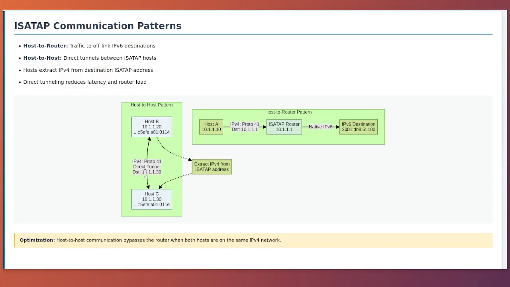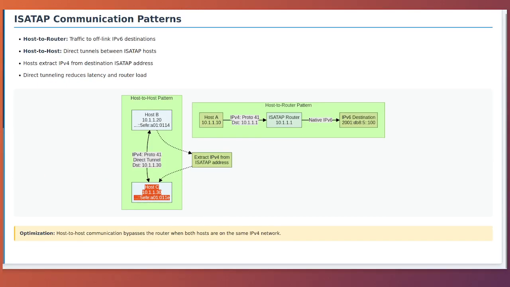Host-to-host communication is an optimization for when two ISATAP hosts on the same IPv4 network want to communicate. Because ISATAP addresses embed the IPv4 address, an ISATAP host can extract the IPv4 address from the destination ISATAP IPv6 address. If the extracted IPv4 address is reachable on the local IPv4 network, the host can establish a direct tunnel to the destination host without going through the router.